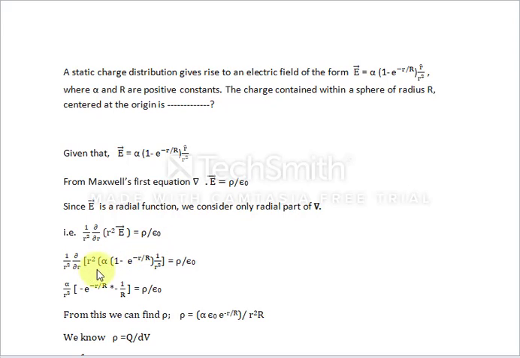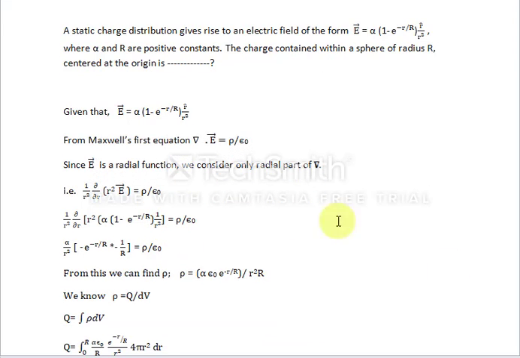The next step is to substitute the value of E. That is 1 by r square dou by dou r of r square into alpha into (1 minus e raised to minus r by R) into 1 by r square, equal to rho by epsilon 0. Here there is one r square and another 1 by r square, and these two terms get cancelled. Differentiating the remaining expression with respect to r and taking alpha outside, we get alpha by r square into minus e raised to minus r by R into minus 1 by R equal to rho by epsilon 0, and from there we can find the value of rho.